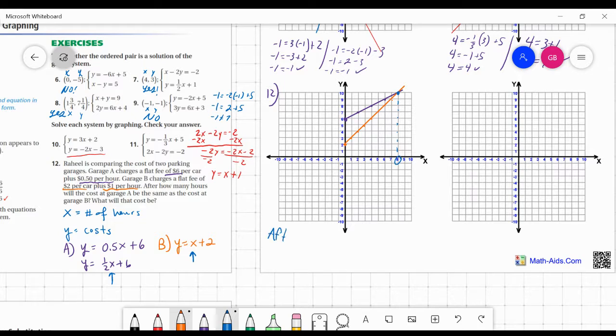Okay, so after 8 hours, the cost will be $10 at both garages. If you're going to park for less than 8 hours, you want to go with the orange one, which is garage B. It's cheaper. If you're going to leave your car in there for more than 8 hours, then you want to go with the purple one. It's cheaper in the long run.